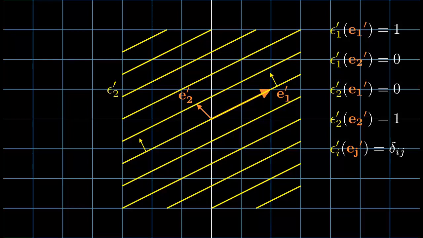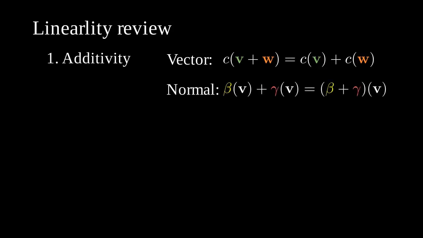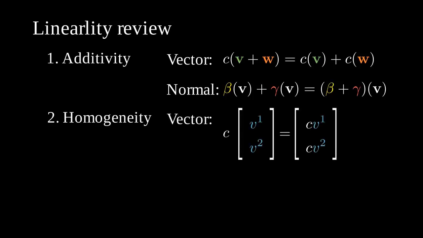So let's review the linearity first. 1. Additivity. For a vector, you can add vectors first, or you can add them after multiplying by the scalar value c. A normal is the same. You can first evaluate the vector and then add, or first add the normal and then evaluate the vector. Both are equal. 2. Homogeneity. For vectors, you can multiply later or first. For normals as well, you can change the order of multiplication.